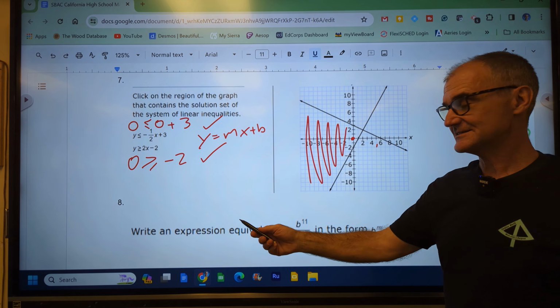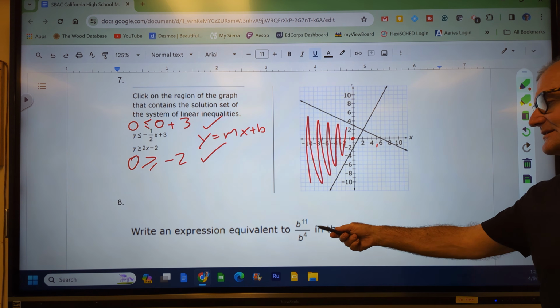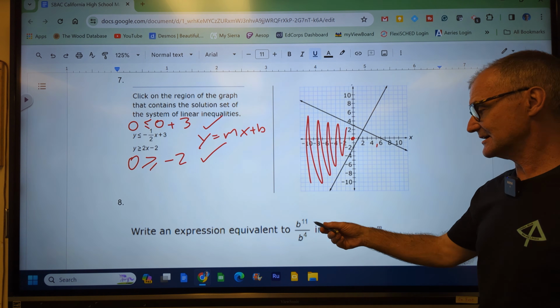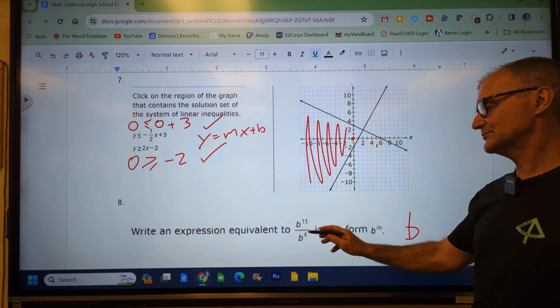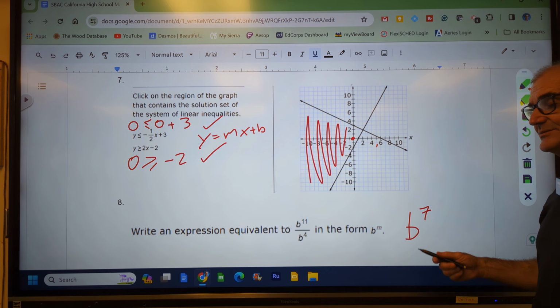All right, lastly, number 8, write an equivalent expression to b to the 11th over b to the 4th. The rule here is if the bases are the same and you're dividing, you keep that base, b. You subtract those exponents. 11 minus 4 is 7. Correct answer, b to the 7th.